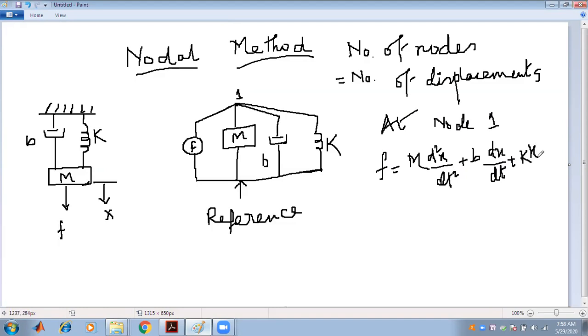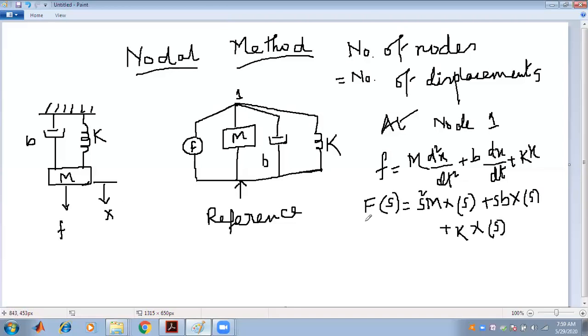Again, putting the Laplace transform, keeping all the initial conditions equal to zero, we get F(s) equal to M s squared X(s) plus s B X(s) plus K X(s). We can easily find the transfer function of that system using the nodal analysis concept. So from that particular system, the transfer function X(s) by F(s) can be found using the nodal analysis.